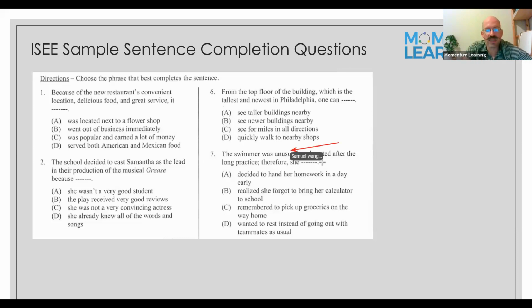Olivia, what word in that sentence do you think they're asking you to focus on? Yes, sorry Olivia, Samuel jumped in, but yes, unusually exhausted. Okay, unusually exhausted. So when I think of unusually exhausted, describe to me what it means to be unusually exhausted.